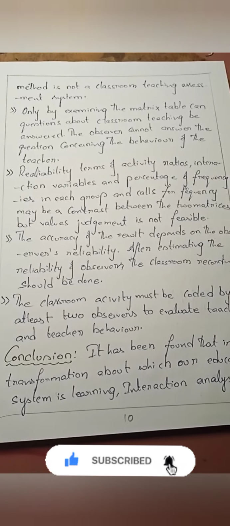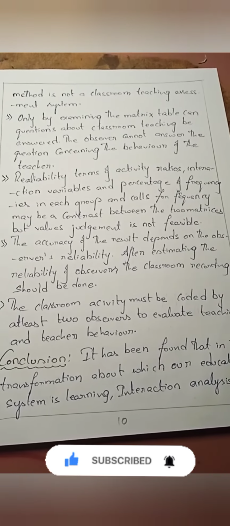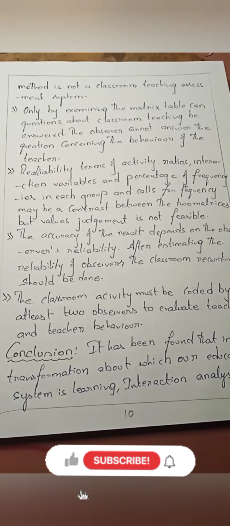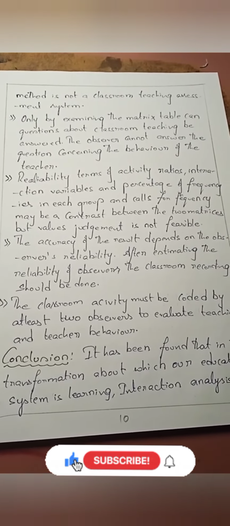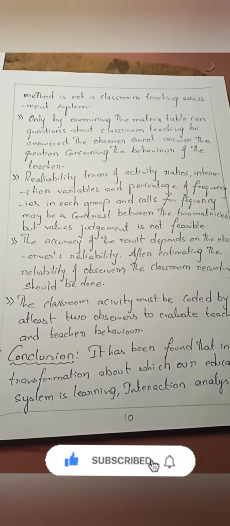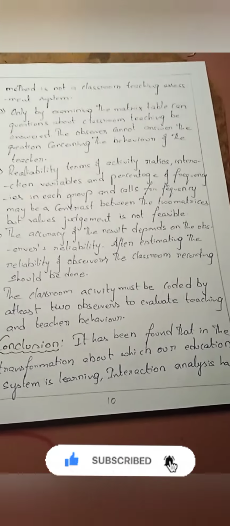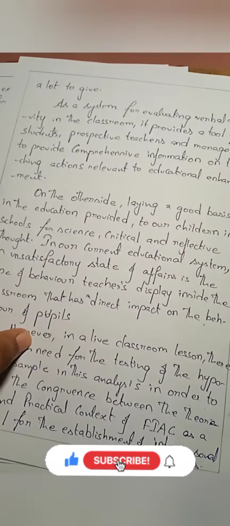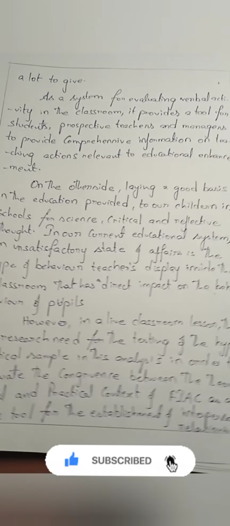The accuracy of the result depends on the observer's reliability. After estimating the reliability of the observer, the classroom record should be done. The classroom activity must be coded by at least two observers to evaluate teaching and teaching behavior. Conclusion: it has been found that it is a transformation about which our education system is learning. Interaction analysis has a lot to give. A system for evaluating verbal activity in the classroom.